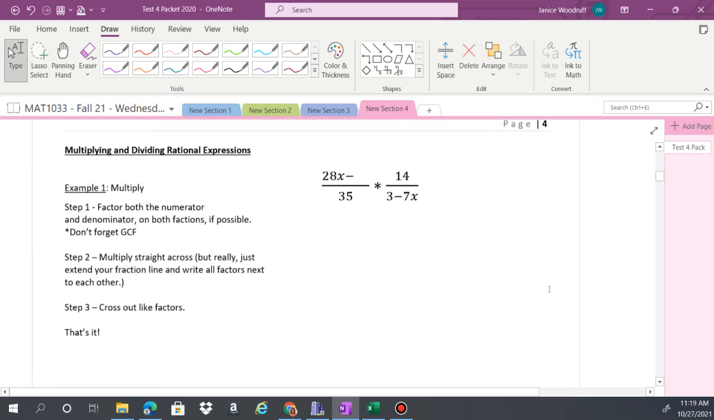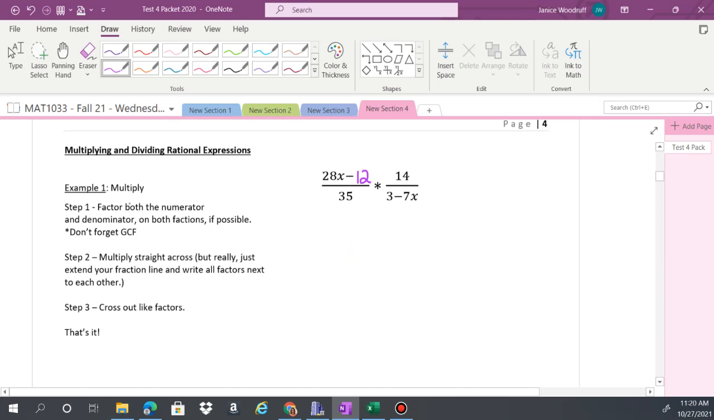Okay, so now let's do more than one rational expression. So we're going to multiply and divide these. So this is just like multiplying and dividing fractions. So multiplying, you go straight across. Divide, you keep, change, flip. Now we're just going to factor first, and then we follow those steps. So this is, looks like that didn't come through. This is 28x minus 12 over 35 times 14 over 3 minus 7x.